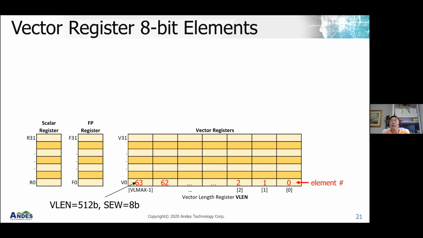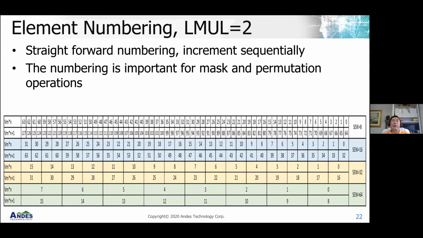And so for the numbering, when you have LMUL equal 2, the numbering is actually very straightforward. You start from 0 to 63 and continue to go on to 64 to 128. And similarly, with SEW equals 8, it starts from 0 and goes to 63, and with SEW equals 64, it starts from 0 to 15, okay?